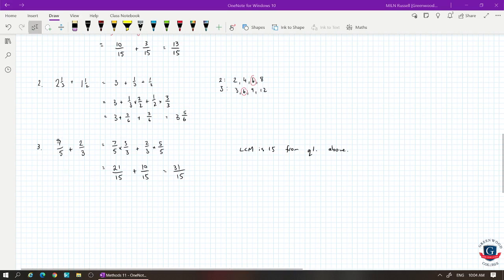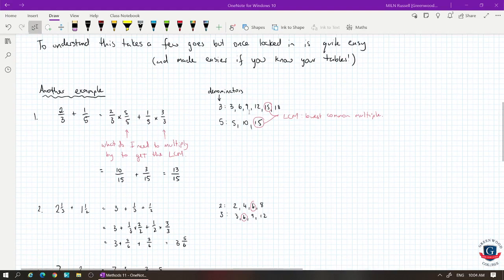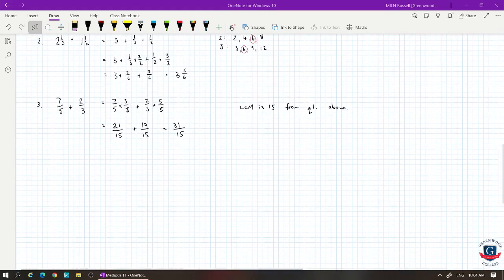If we have an improper fraction, and typically if you're given an improper fraction and you're not asked to convert it to a mixed number, you can leave the answer as an improper fraction. We have denominators of 3 and 5 from an earlier example. We know that the lowest common multiple is going to be 15. 3 5s are 15, 3 7s are 21, 3 5s are 15, 2 5s are 10. Add the numerators, 31 over 15.